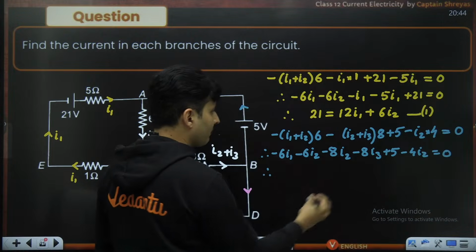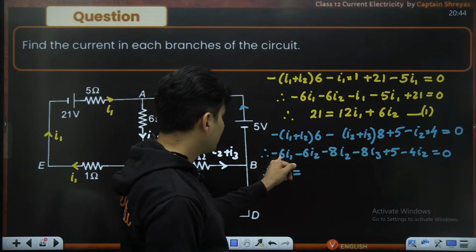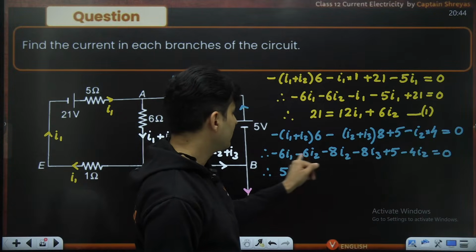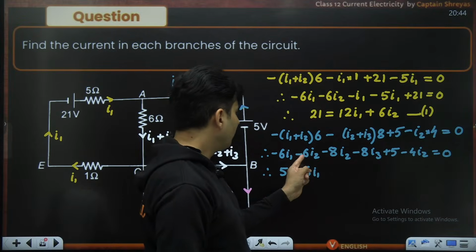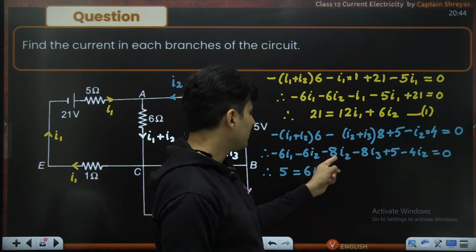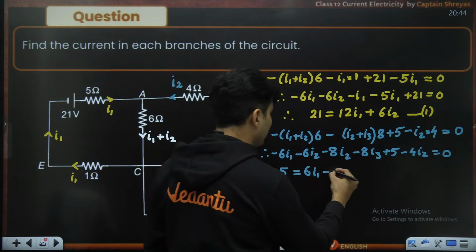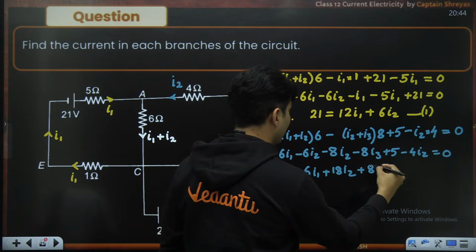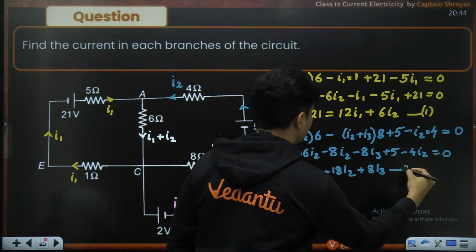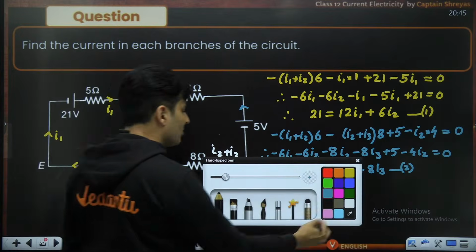So what will happen? Just keep that number 5 over here. I1 6 times, nowhere else is there. So it will become plus 6 I1 on the other side. Minus 6 I2 minus 8 I2 is 14 I2. 14 and 4 is 18. So plus 18 times I2, and I3 will become plus 8 times I3. This is equation 2. Same thing you do for the third loop and then solve it.